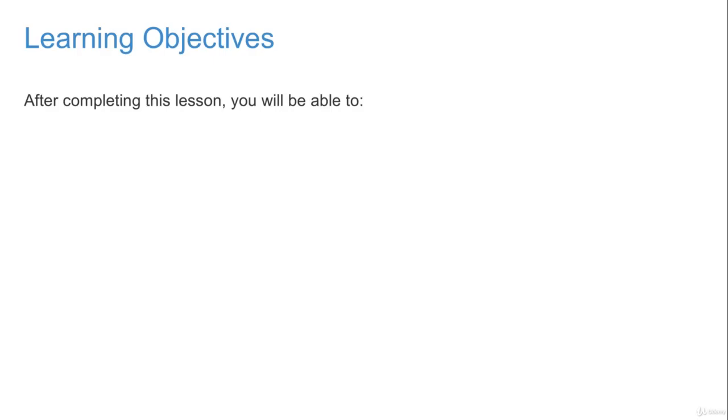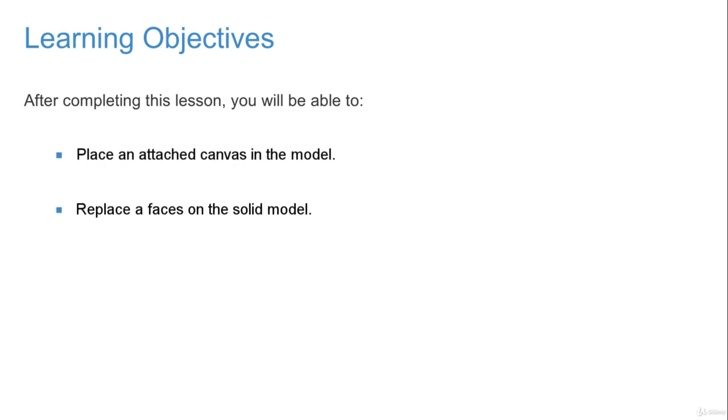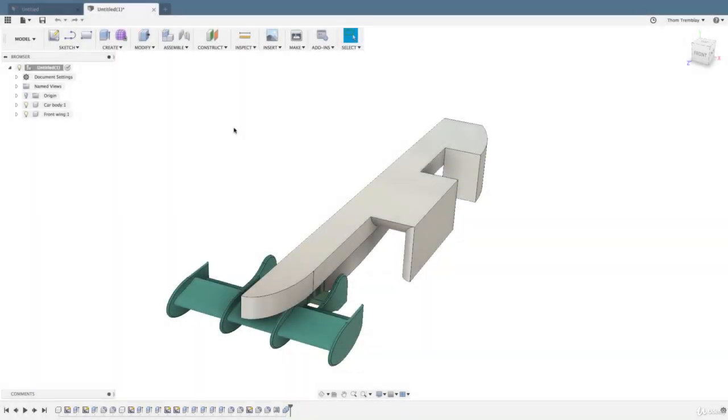After completing this lesson, you'll be able to place an attached canvas into the model and replace a face on the solid model. For this lesson, continue using the model from the previous lesson or open the F1 car, replace face Fusion Archive file using the new design from File tool.